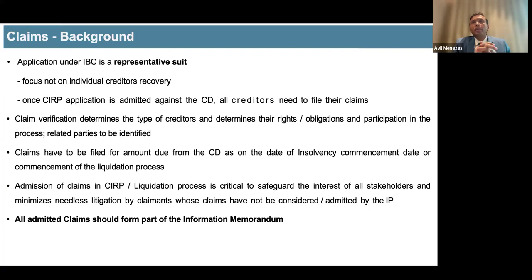So a creditor cannot come and say that, okay, I have supplied goods, I had a credit period of 90 days, on the 15th day the company went into insolvency, so my money has to be paid. As long as the goods have been received prior to the insolvency commencement date, there arises a claim as far as this operational creditor is concerned. So all the claims will have to be as on the insolvency commencement date or on the liquidation commencement date.